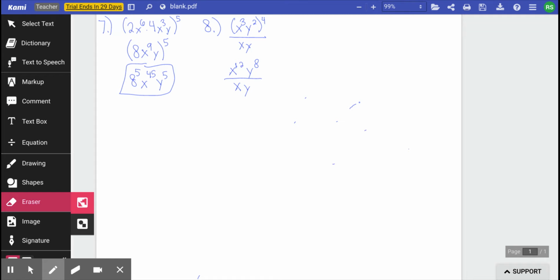I'm going to rewrite x to the 12th as x times x to the 11th, and I'm going to rewrite y to the 8th as y times y to the 7th, all over x times y. These x's will divide out to 1, and these y's will divide out to 1. So in the numerator, we'll be left with 1 times x to the 11th times y to the 7th, which is x to the 11th, y to the 7th, all over 1, which we can just leave as x to the 11th, y to the 7th.